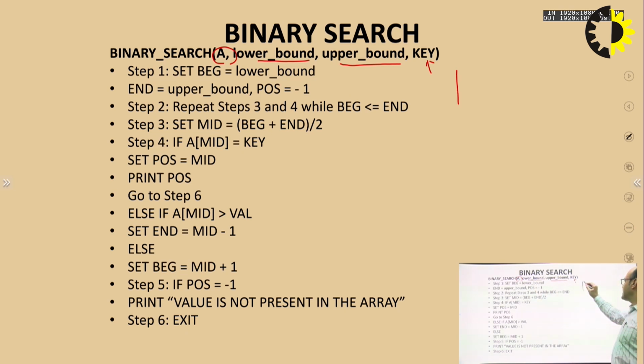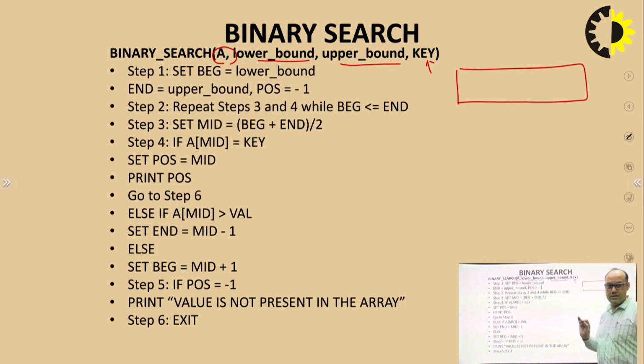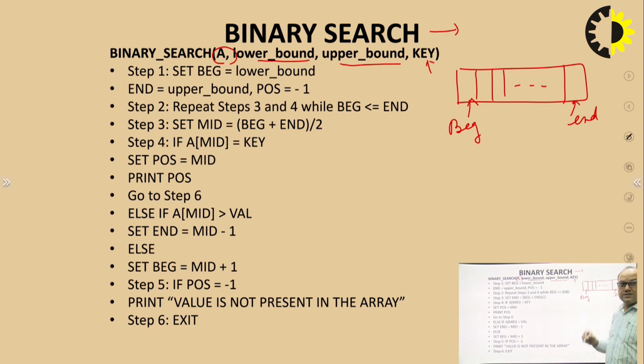So what happens in this? The simple logic is that, just understand, this is an array, given an array. This is the beginning, and this is the end. The first condition in binary search is that the elements are in sorted order. This is the condition, sorted order. Elements must be in sorted order for this search to be implemented.